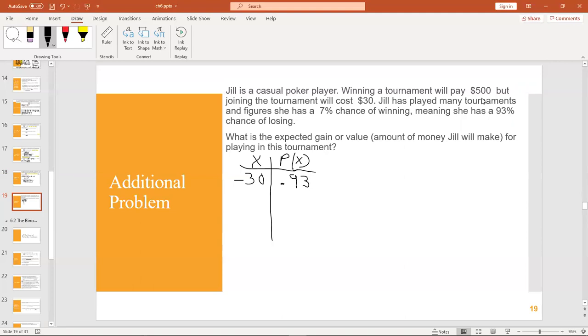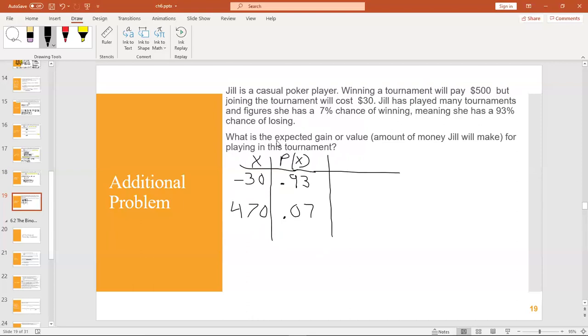On the other hand, she will get paid $500. However, she's down 30, so she's only going to have a net of 470. Because even though she wins 500, she's still out 30 bucks for the pleasure of playing in the first place. And there's a 7% or 0.07 chance that she wins.